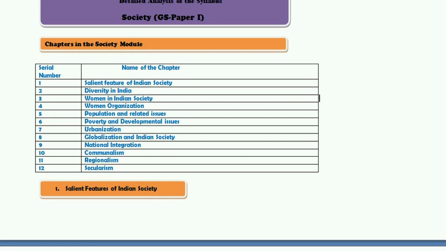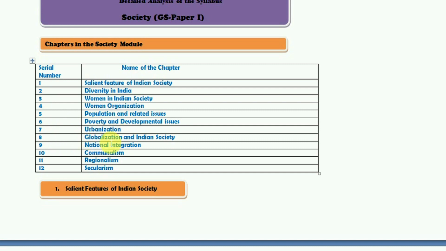So first I'm going to read out the chapters of this module. Just have a look at that. The first chapter is the salient features of Indian society. The second chapter is the diversity in India. Third is women in Indian society, that is the position of women in Indian society. The fourth chapter is the women organizations. Fifth chapter is the population and the related issues. Sixth chapter is poverty and developmental issues. Seventh chapter is urbanization.